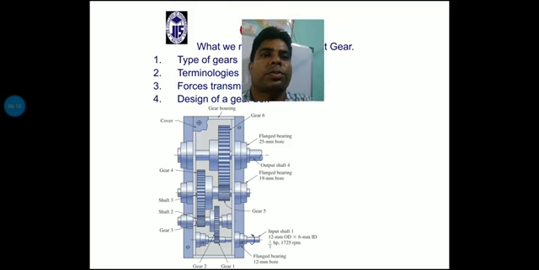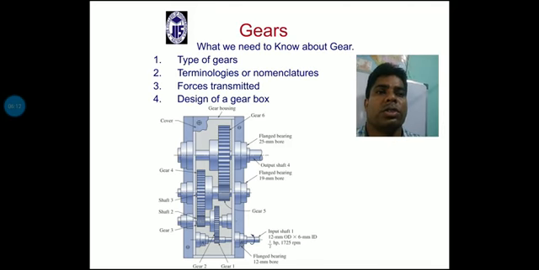Now, the next point is what we need to know about gear. The first point is types of gear, meaning how many types of gear there are. Number two, terminologies or nomenclatures. Number three, force transmitted. Number four, design of a gearbox. So these four points we can learn in this lesson.